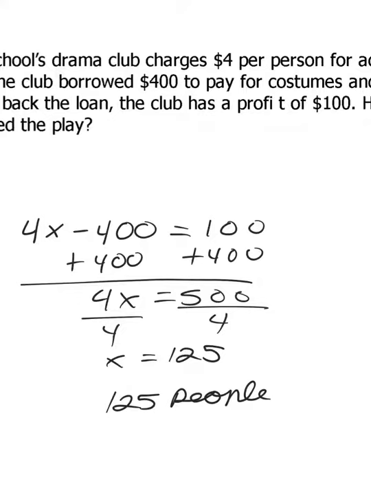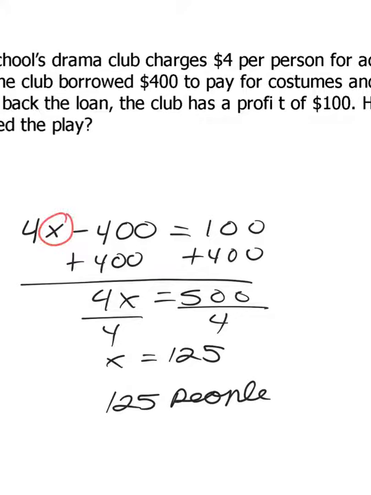So, to solve this problem, it says your school's drama club charges $4 per person for admission to a play. The club borrowed $400 to pay for costumes and props. After paying back the loan, the club has a profit of $100. How many people attended the play? I want to know the number of people. They charged $4 per person. I don't know the number of people, so that's why I have X.